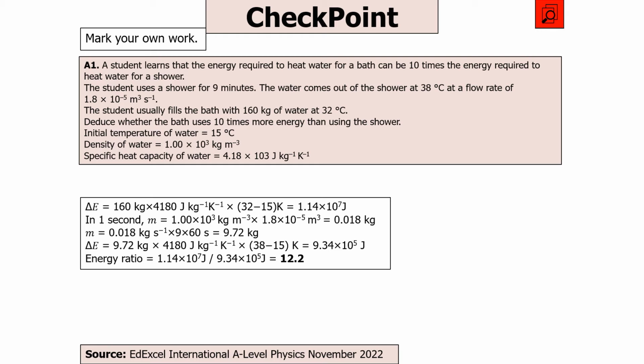So therefore E equals mc change in temperature for this one, and we'll say it's 38 to 15, so there's your difference there. So it's 9.34 times 10 to the 5. Find the ratio of the two, and it's 12.2 times, so actually it is more than 10 times.